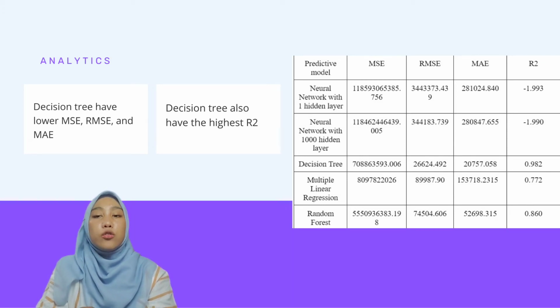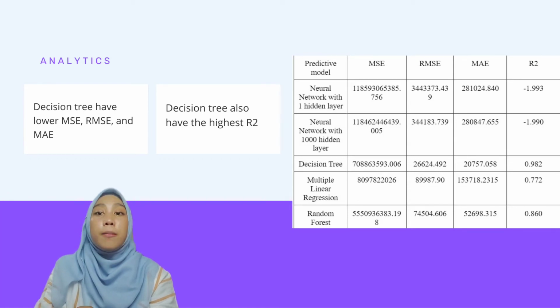At the same time, we also use R-square to see how much the target variable can be explained by the independent variables. The higher, the better. We can see the value of 0.982, which is 98%, is the highest one, and it represents the R-square for the decision tree model. In conclusion, the decision tree is the best model for this dataset as it has the lowest MSE, RMSE, MAE, and the highest R-square. Thank you.